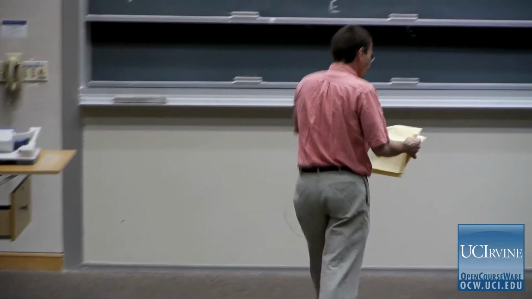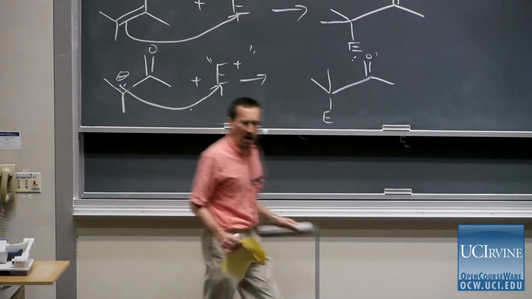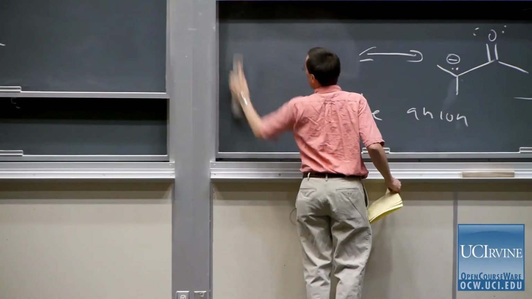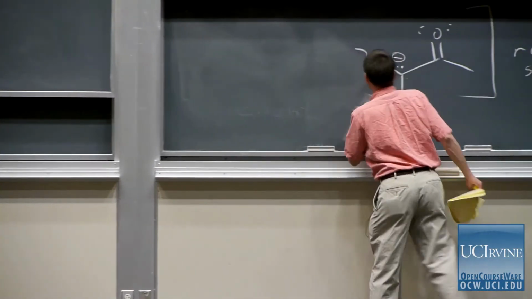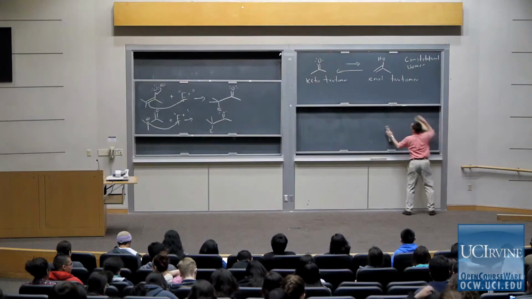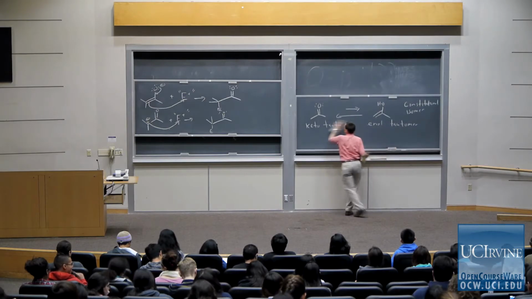All right, let's move on to some specifics. So this provides an overview. This provides a very generic introduction to the chemistry of enols and enolates. And now let's talk a little bit about some specifics about the prevalence.